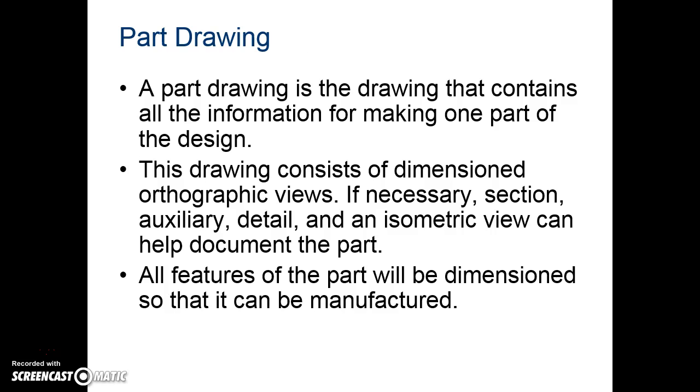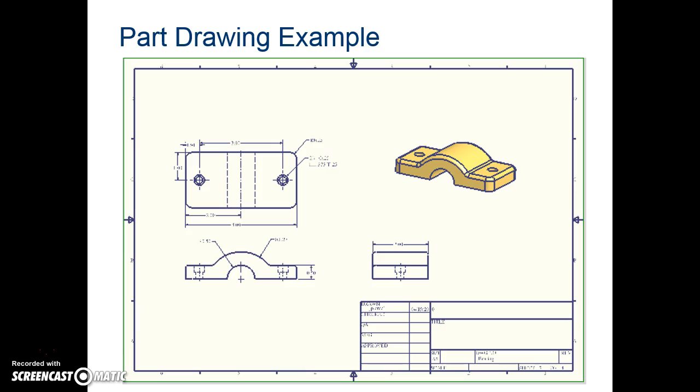So part drawings. A part drawing is a drawing that contains all the information for making one part of the design. This drawing consists of dimensioned orthographic views. If necessary, you'll have a section, auxiliary, detail, and an isometric view can help document the part. All features of the part will be dimensioned so that it can be manufactured.